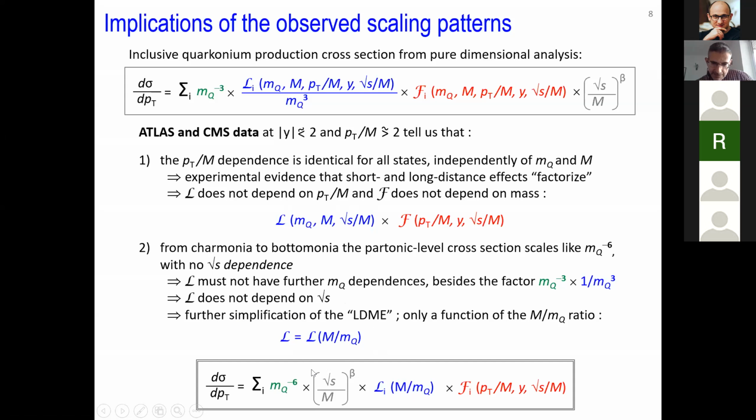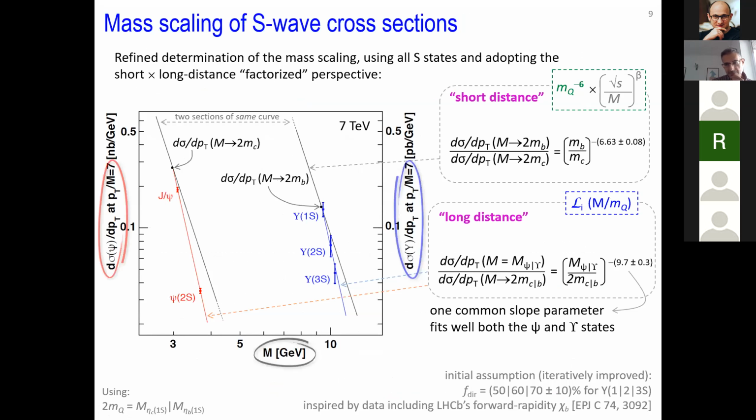The final formula is this formula, which now fully resembles a factorization formula. We have a factor that depends only on the ratio of the state over quark mass, a factor that contains all dependence on pT over m, rapidity, times the luminosity factor, and further the dimensional normalization factor, which is the dependence on the quark mass. We want to use this to reach our final step.